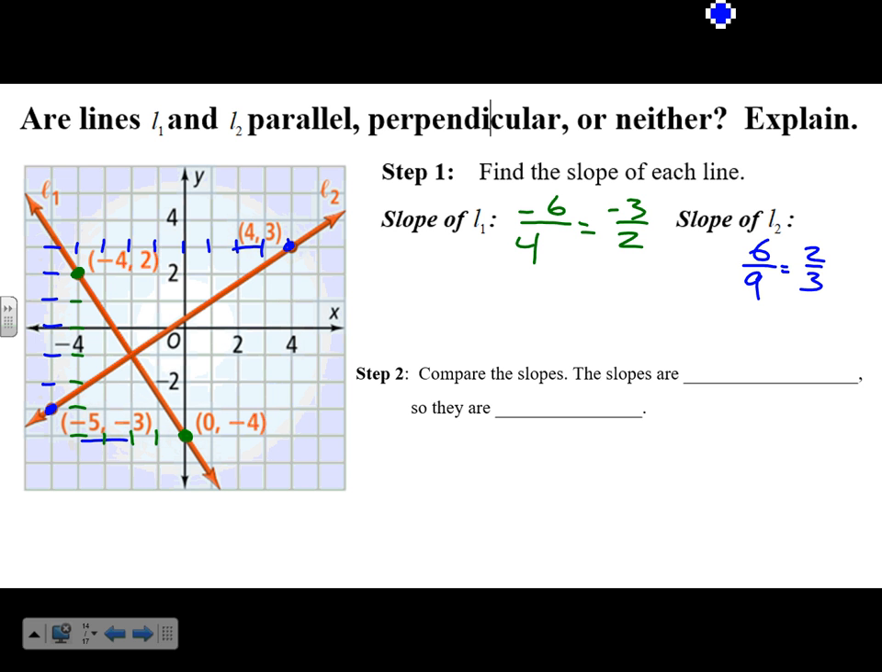See, I was recounting everything because I thought I made a mistake. But when you reduce these, now you can see the slopes are opposite reciprocal. One of them is -3 over 2. This one is positive, so the signs are opposite, and then it's 2 over 3. So they are perpendicular. That is not spelled right at all here, mathematically. Perpendicular.